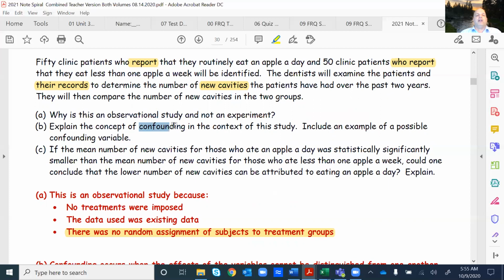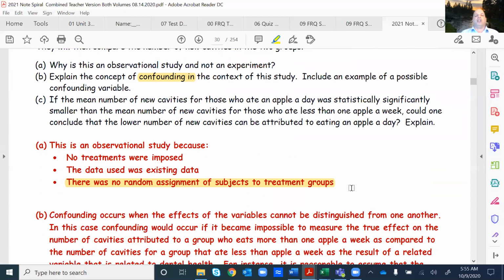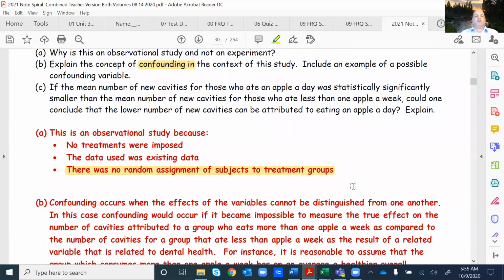Explain the concept of confounding in the context of this study. Well, I haven't talked about confounding, but confounding is basically when I don't know what's causing what I'm seeing. There's other variables that could be causing what I'm seeing. And in this particular case, we said they were healthy. And when I think about teeth, it's like, you know what? A healthy person probably has good teeth. An unhealthy person is likely to have poor teeth. So I don't know whether the change I'm seeing, the number of cavities I'm seeing, is due to eating an apple a day or due to the fact that healthy people eat an apple a day.